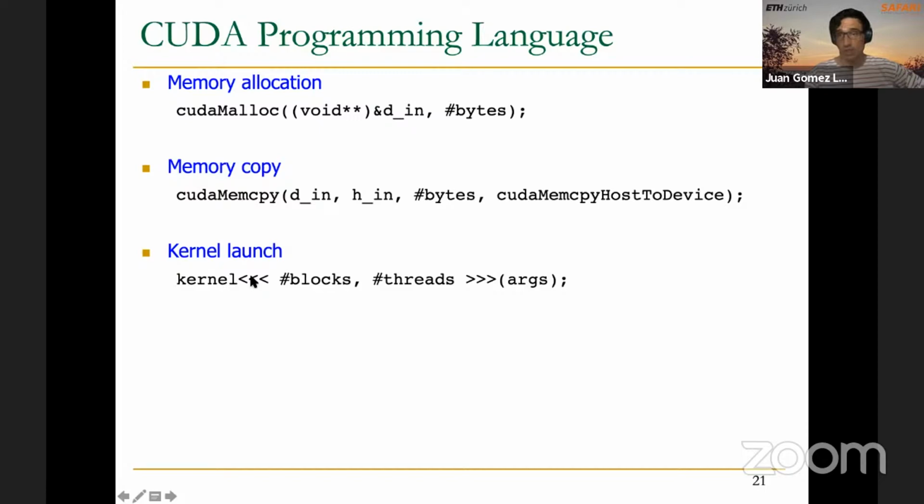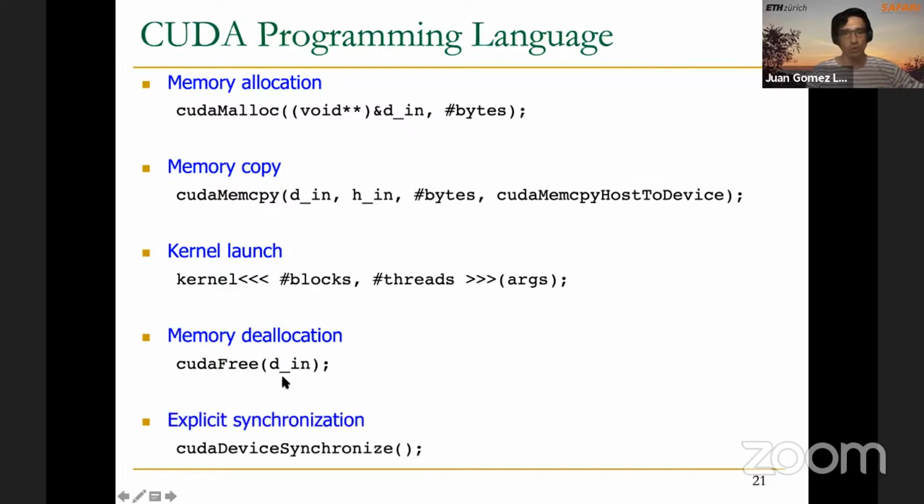This is the name of the kernel, and this is the execution configuration. You can see already here the number of blocks, the number of threads that we are going to use, and the arguments, and finally the memory deallocation, cudaFree. Instead of using free as we do in C, we use cudaFree.